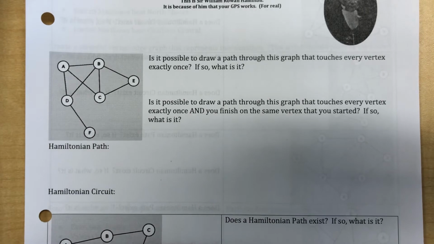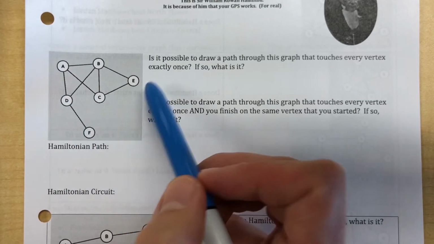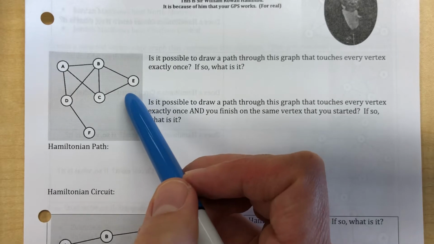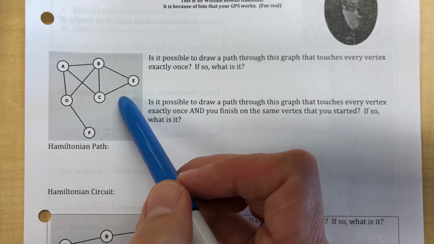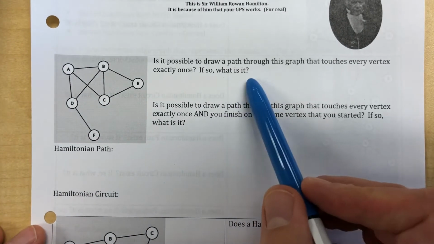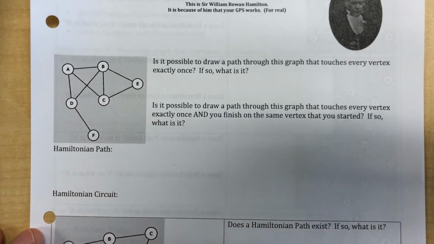So here's the deal. Let's pretend like this is a map of 6 cities. City A, B, C, D, E, and F. And these are roads that connect them. I don't have to travel every road, but I do need to go to every city. That's really what it's saying. So is it possible to draw a path through this graph that touches every vertex exactly once? And if so, what is it? Now, there's more than one answer.